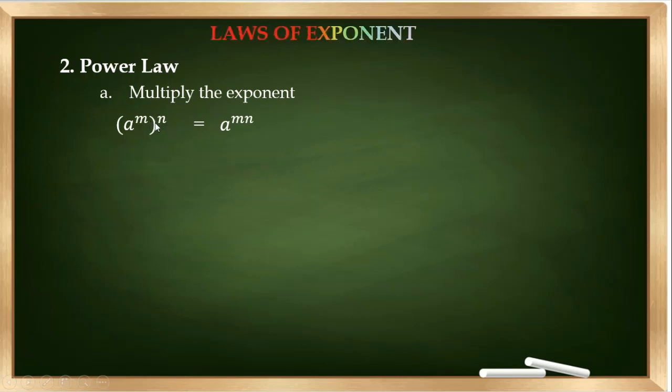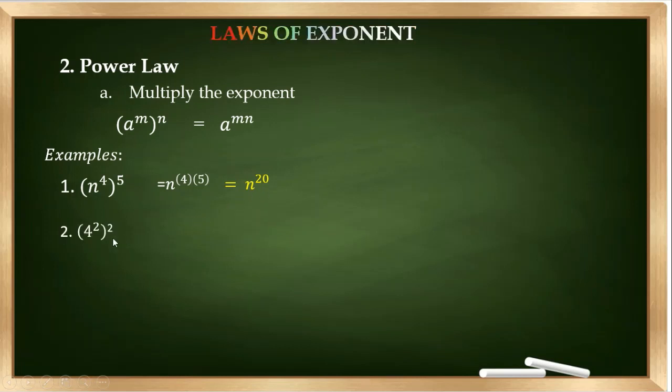Then another exponent sa labas ng parentheses. So we simply multiply yung exponent na m and then yung exponent na n. Alright? So for example, we have n raised to the fourth power, quantity of n raised to the fourth power raised to the fifth power. So simply multiply 4 times 5. So 4 times 5, that is equal to 20.